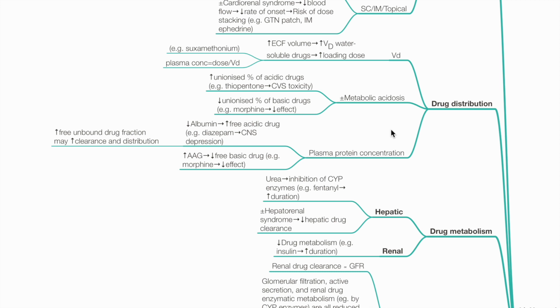Plasma protein concentration. Albumin concentration reduces in CKD. This increases free acidic drugs such as diazepam to increase its effects. Alpha acid glycoprotein increases in CKD. This reduces free basic drugs such as morphine, leading to reduced morphine effects.